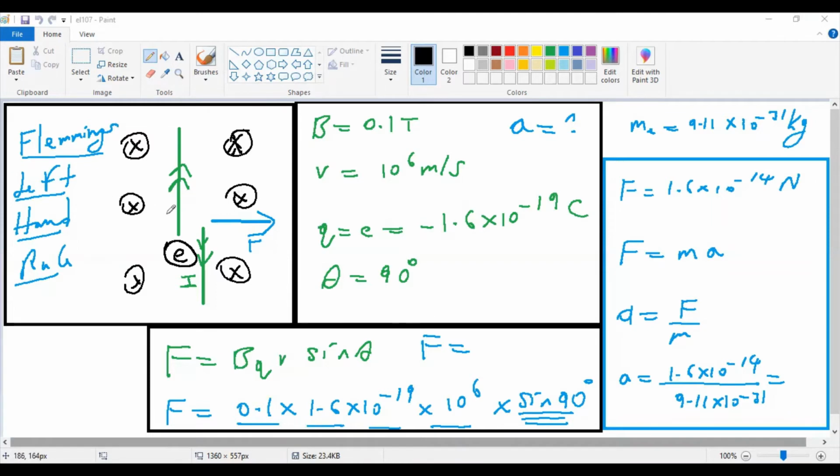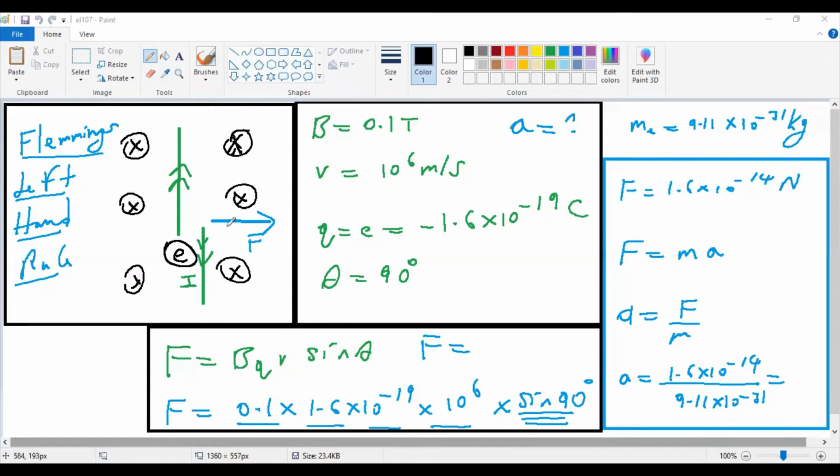All right, so that's the idea. Applying Fleming's left-hand rule, we can predict the direction of the force. So for this example, you have an electron with a charge of 1.6 times 10 to the negative 19 coulombs. This electron was moving in a magnetic field as shown. The strength of the magnetic field was 0.1 teslas. The velocity of the electron was 10 to the 6 meters per second. And of course, the angle given was theta.